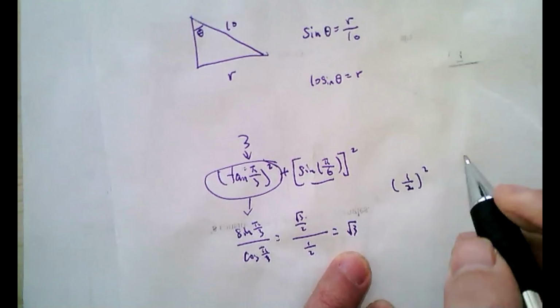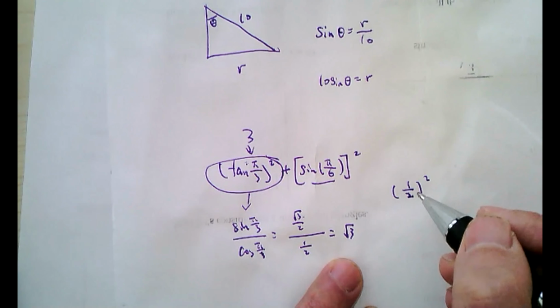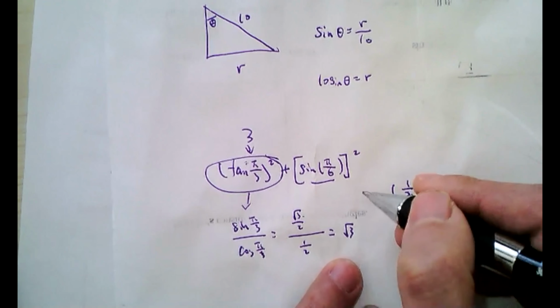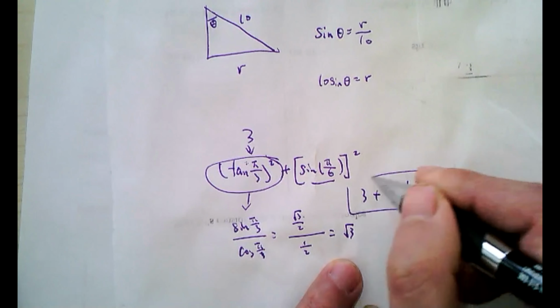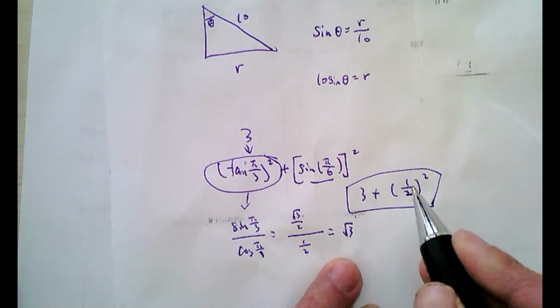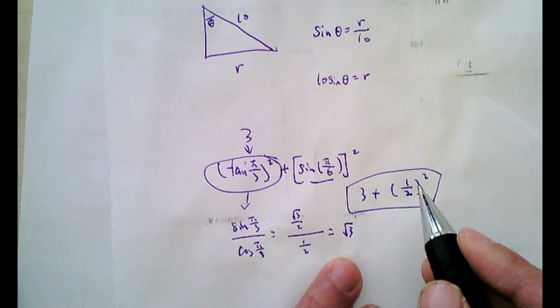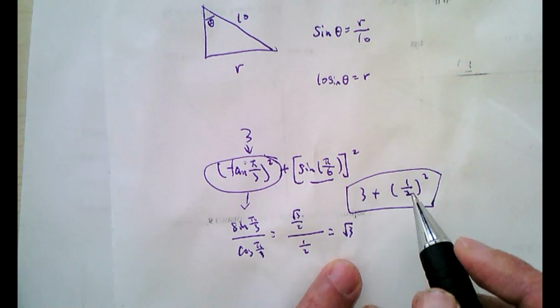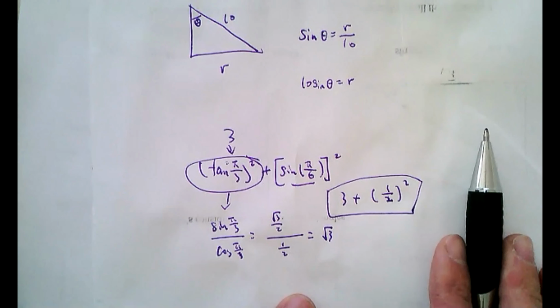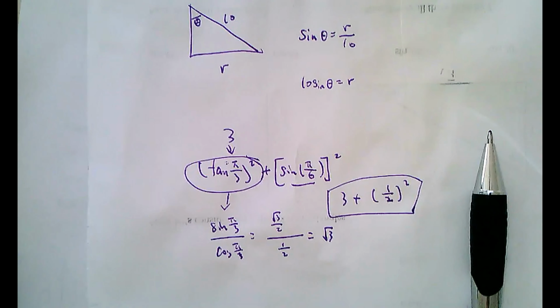Okay. So this is your job. Figure it out: what is 1/2 squared? Then 3 plus 1/2 squared is the final answer. Okay? Okay. Thank you. Thank you. Any question I can help you?